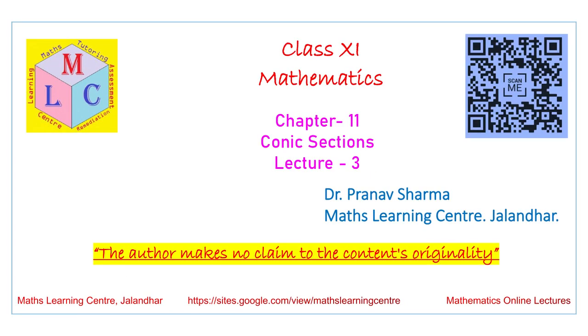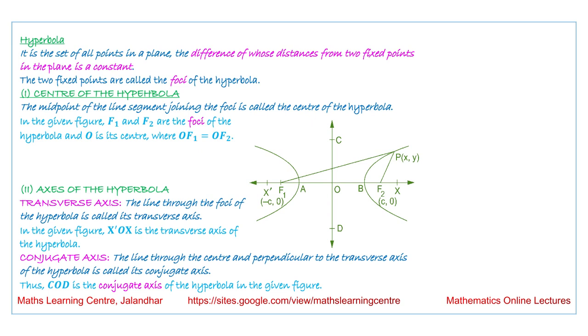We are going to start now lecture 3 of chapter 11, class 11 mathematics, conic sections. In this lecture we will talk about hyperbola. First of all, we are going to talk about the definition of hyperbola. We are saying it is the set of all points in a plane, or locus of points, the difference of whose distance from two fixed points in the plane is constant.